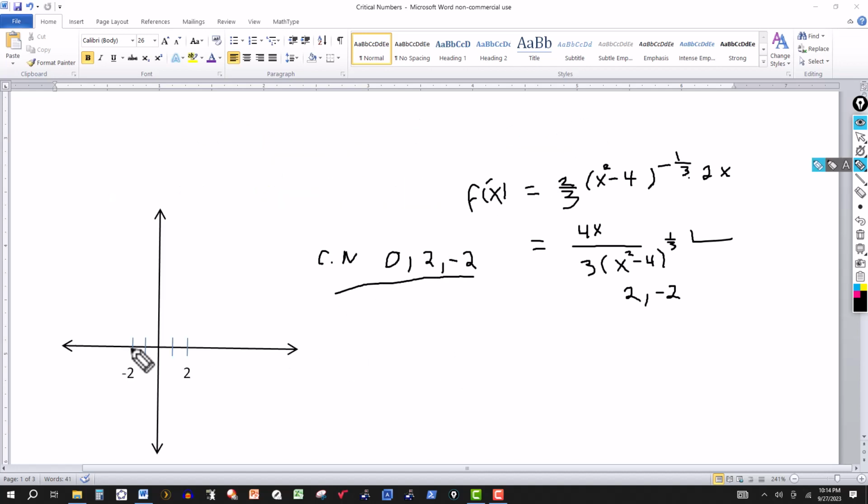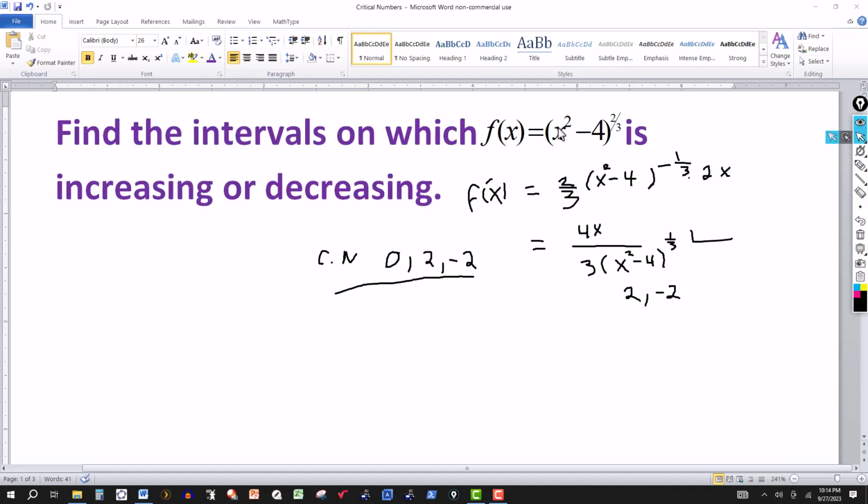So here's what I'm going to have. The graph is going to pass through the points negative 2, 0 and 2, 0. And if I go back to the original function here and put a 0 where the x is, 0 squared is 0, and then I get negative 4. That'll give me negative 4 to the 2/3 power. So the y-intercept of this graph is at 0 and negative 4 to the 2/3 power.